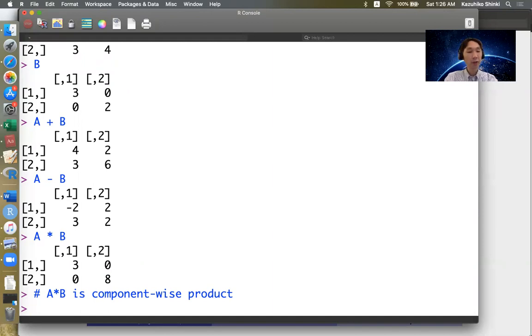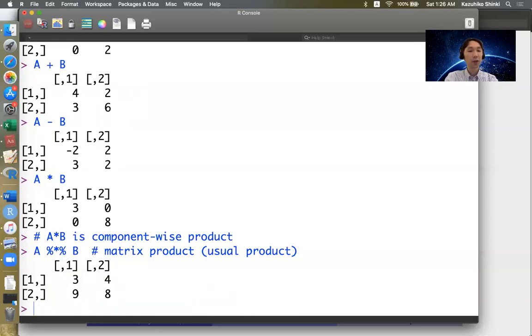So how to do the matrix product? The usual product is a little bit complicated. It is A percent times percent B. This is the symbol for matrix multiplication in R. This is the usual matrix product. If I don't say anything, matrix product means this product. So this is 3, 4, 8, 1.